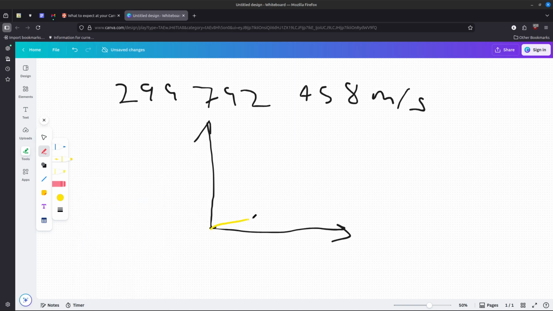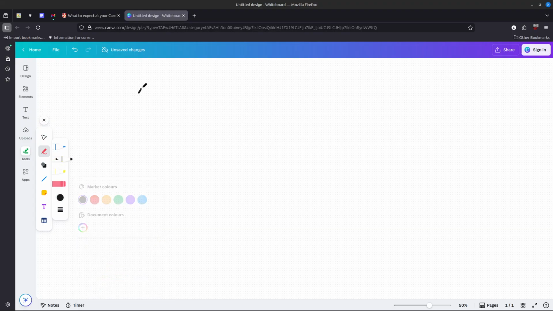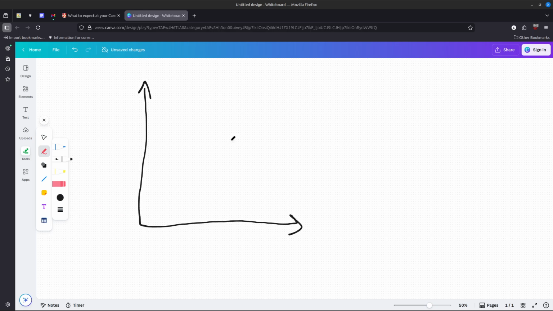You'd end up with light moving basically flat, because as 1 unit of time goes by, it's already moved 300 million meters in one direction. So instead, we're going to change our graphs so that we now have speed of light times time on the y-axis, and then space on the x-axis.